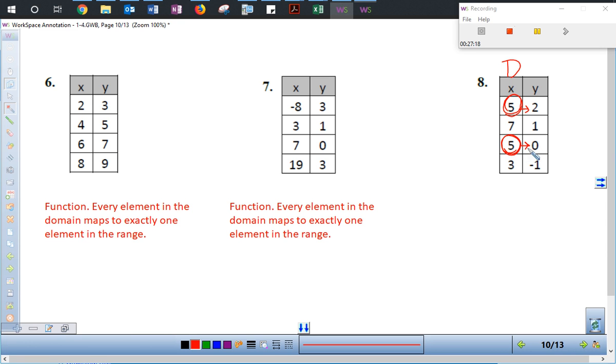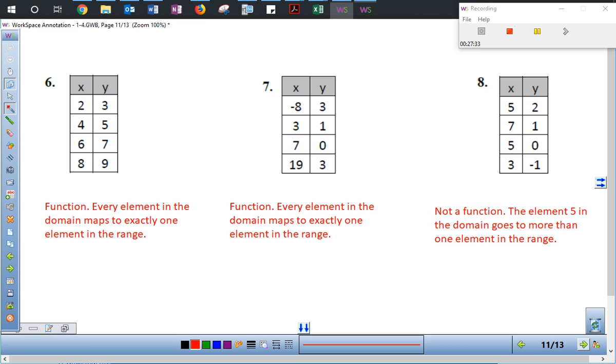Now if there was a typo or something and they said 5 was paired with 2 and 5 was paired with 2, we'd be okay. But since those are different numbers that they are paired to, this 5 repeats itself, number 8 is not a function because the element 5 in the domain maps to more than one element in the range.